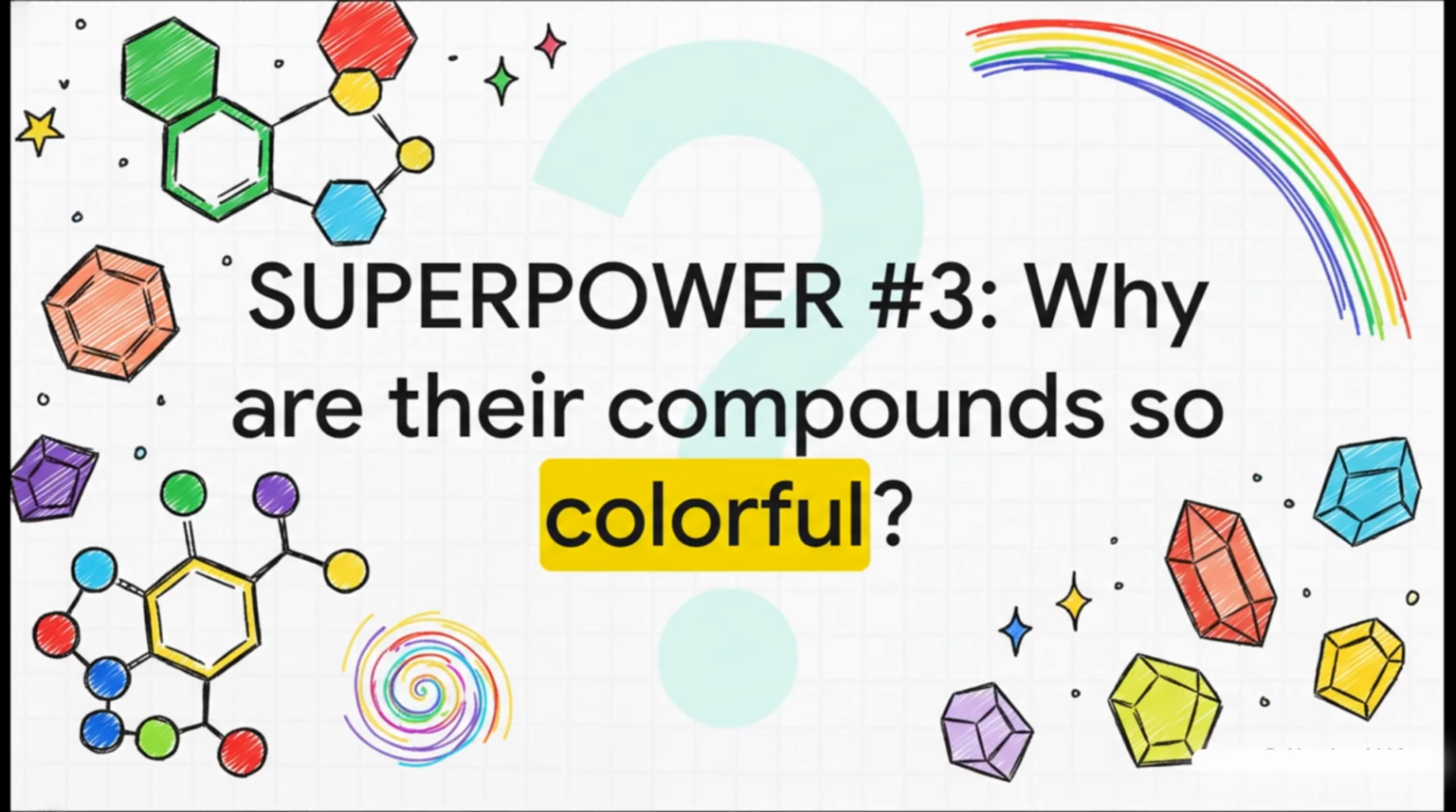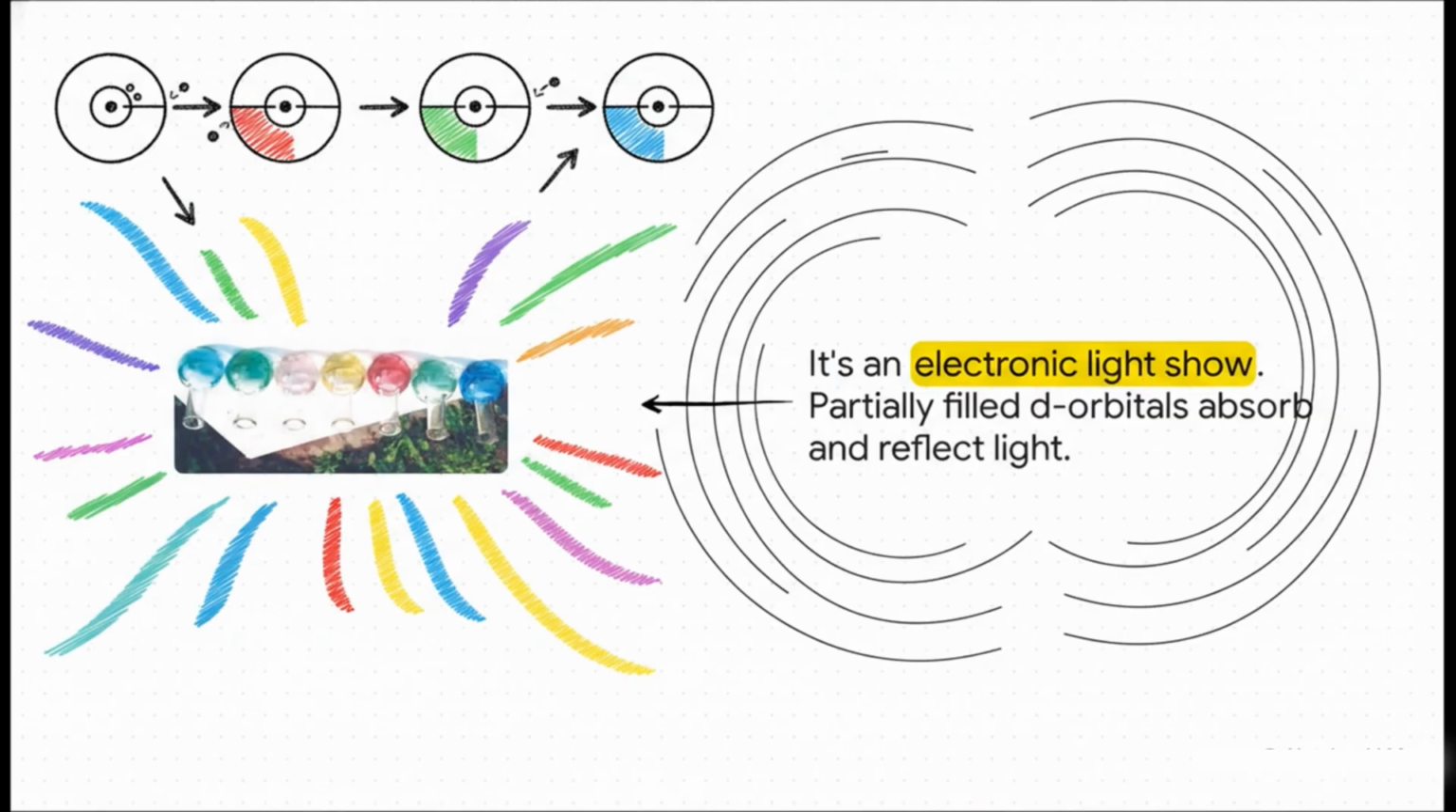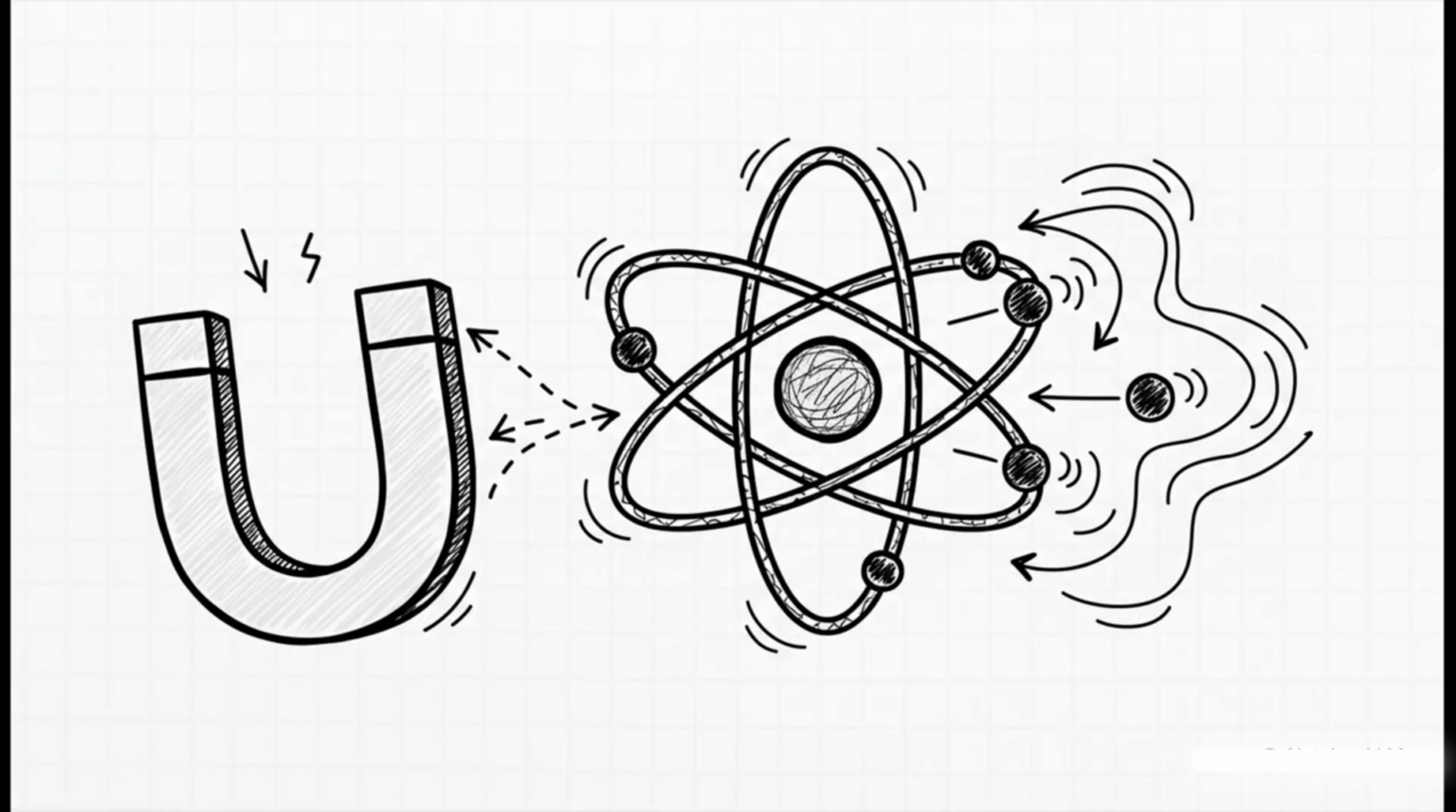So what's the deal? Why are they so colorful? Well, the answer is basically an electronic light show happening at the atomic level. The electrons in those half-full d orbitals can jump around, and when they do, they absorb specific colors from the light that hits them. So the gorgeous color that we see, that's just the light that's left over, the light that gets reflected back to our eyes. How cool is that?